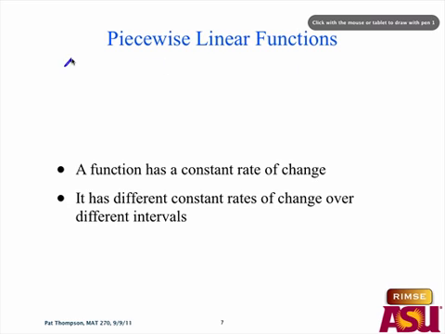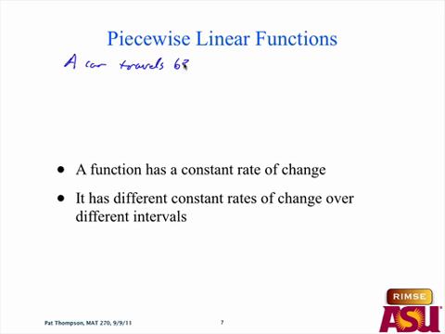So a car travels 63 miles per hour for 0.41 hours. And then 71 miles per hour for 1.29 hours.